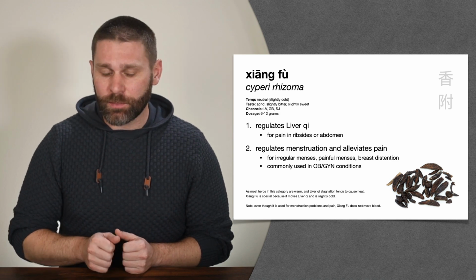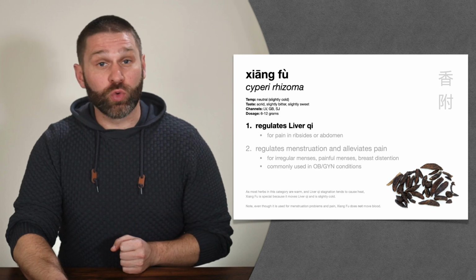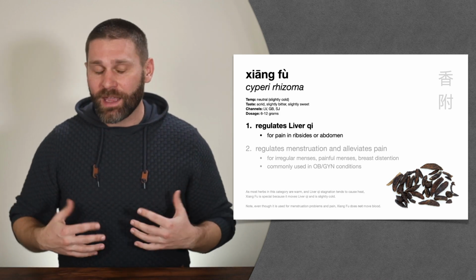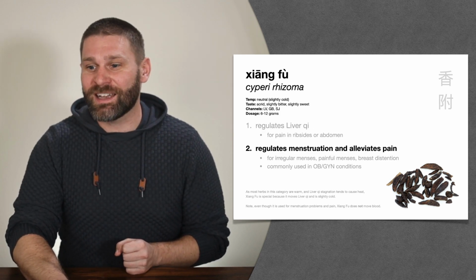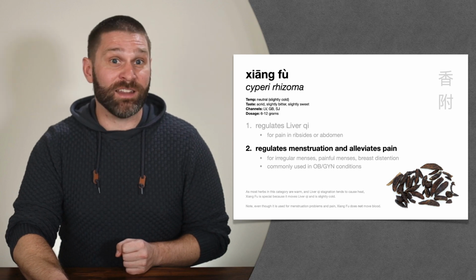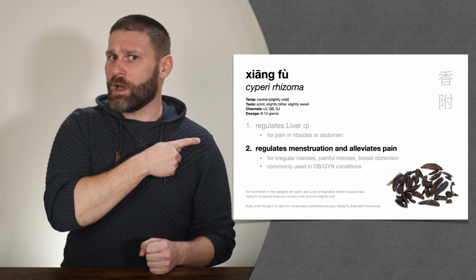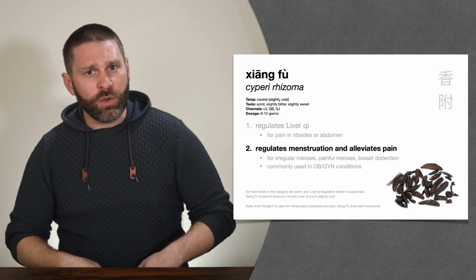Xiang Fu Cyperrhizoma. This is an important one. Xiang Fu, first of all, regulates liver qi, especially for pain in the rib sides or pain in the abdomen. But also the specialty of Xiang Fu is that it regulates menstruation and alleviates pain. Now, really, I would say that this function falls under the category of regulating liver qi because the liver channel goes to the lower jiao.